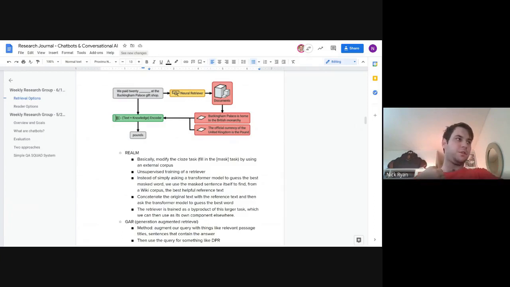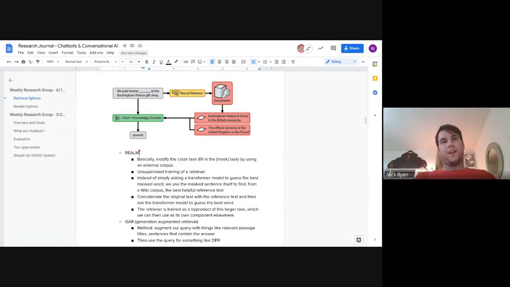If you think back to the pre-training task for BERT or any kind of transformer architecture, we have a cloze task, which is just the fill-in-the-mask-token task, which is how the model wants to generate its embeddings and understand language. So traditionally, if you look at the left column of this diagram, we just ask the model: we paid 20 blank at the Buckingham Palace gift shop. You feed in a lot of examples, and eventually it starts to hard code this knowledge, and way down the line, it'll understand that pounds is the highest likelihood word to fill in for that mask token.